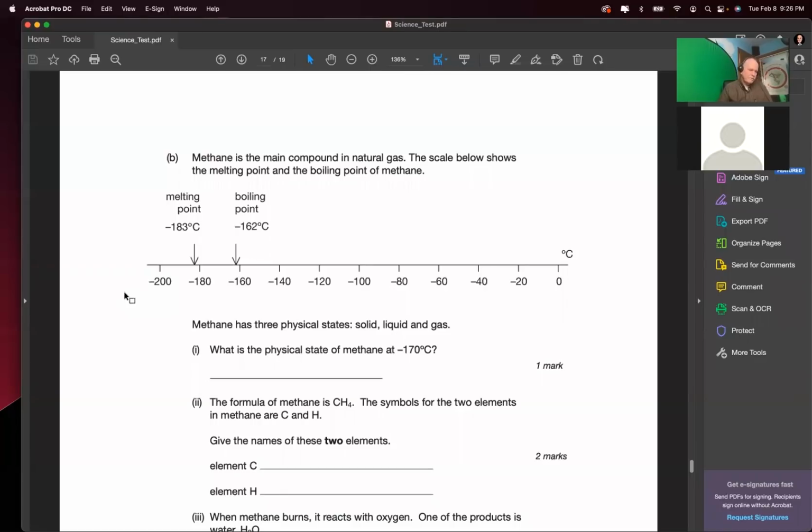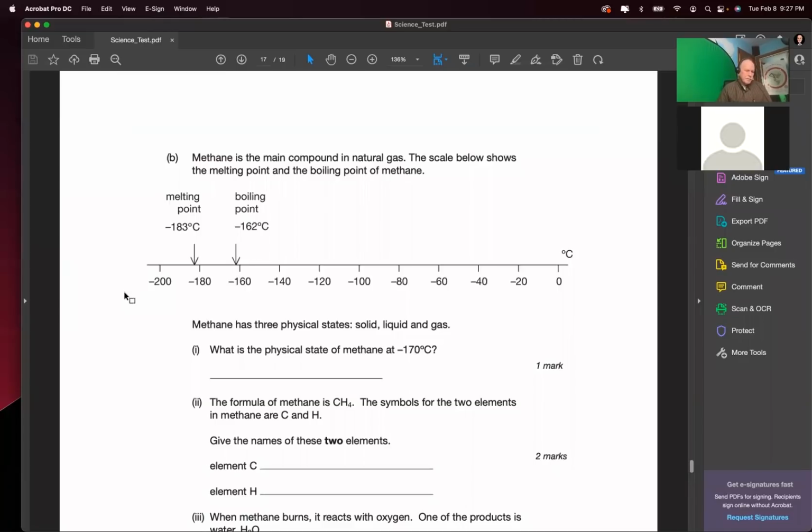Okay, the formula of methane is CH4. The symbols for the two elements in methane are C and H. Give the names of these two elements. Element C? C is carbon and H is hydrogen. Okay, got ahead of me there, man.